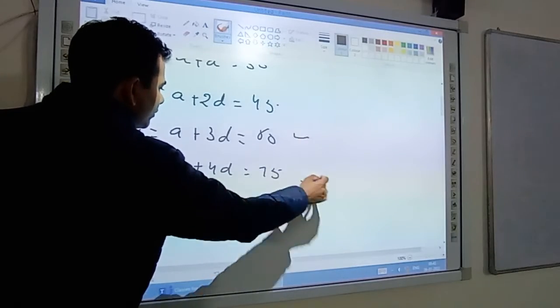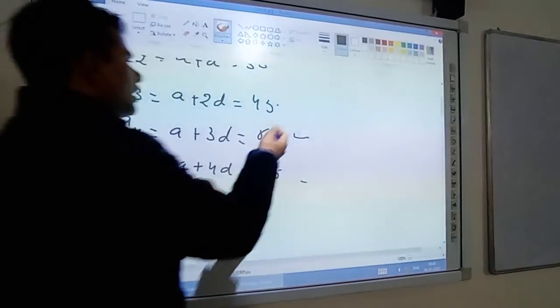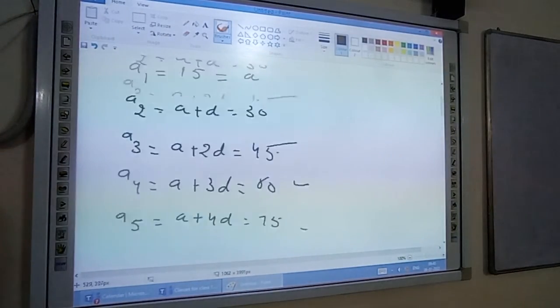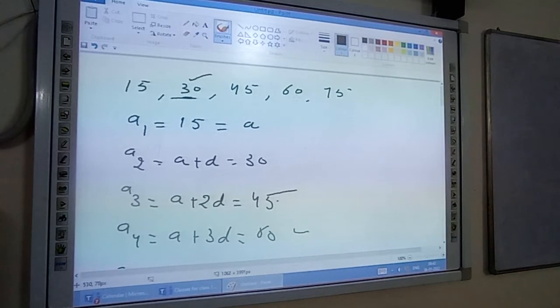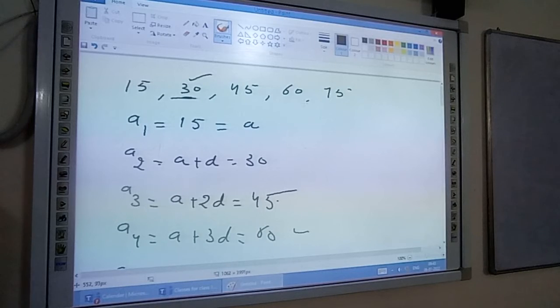Any doubt, any problem? No, sir. Clear? Concept is clear? Is everyone understanding what A1 is, what A2 is, what A3 is, A4, A5? Yes, sir.